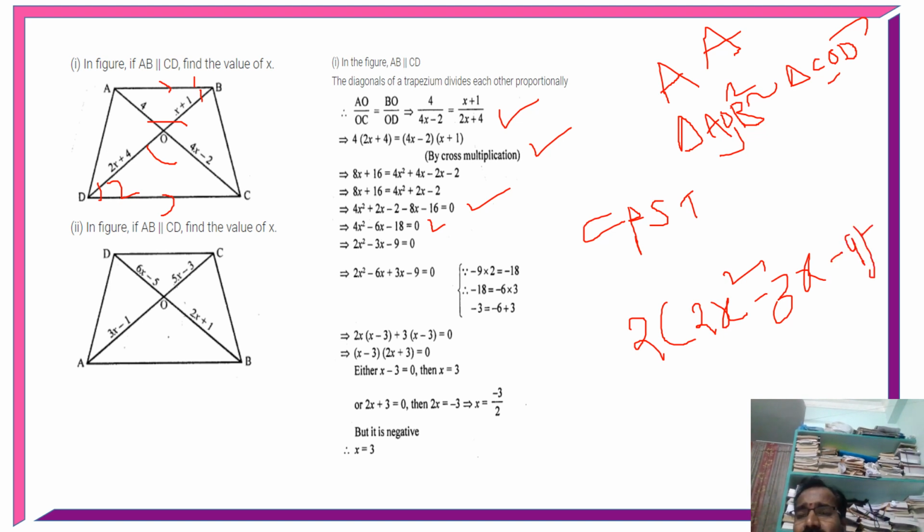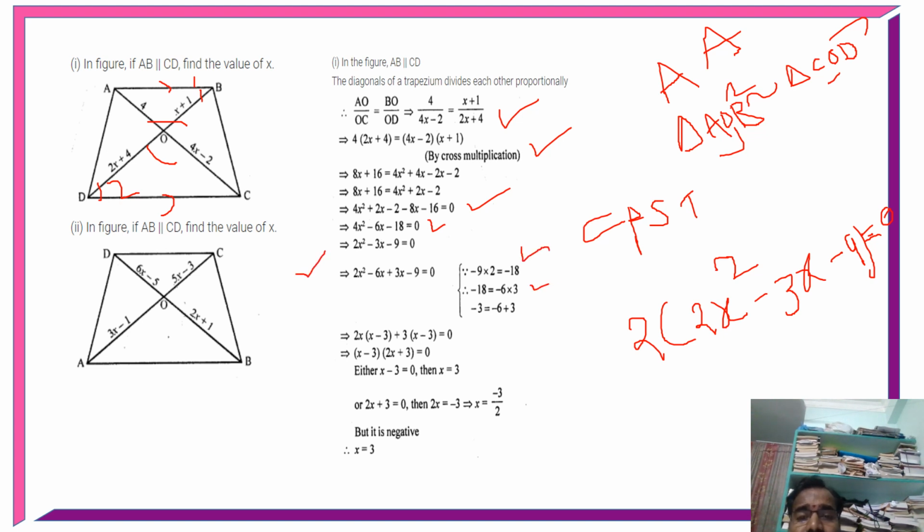If you transpose the 2 to the other side of the equality, it becomes division, so 0 by 2 becomes 0. So finally we have the equation 2x square minus 3x minus 9, and then we apply the split middle term method.